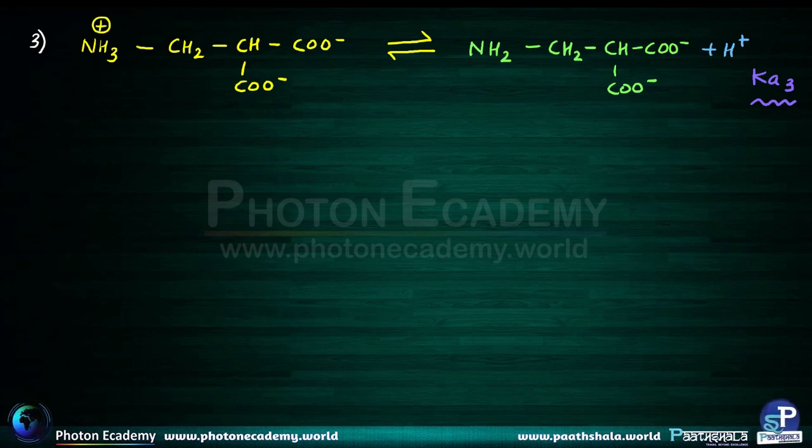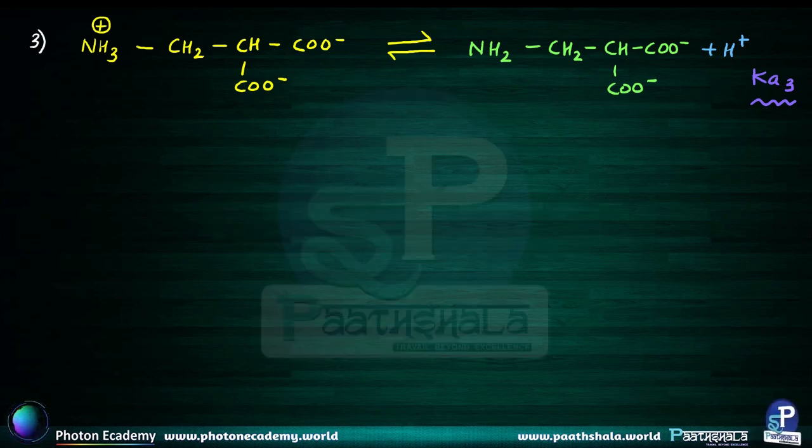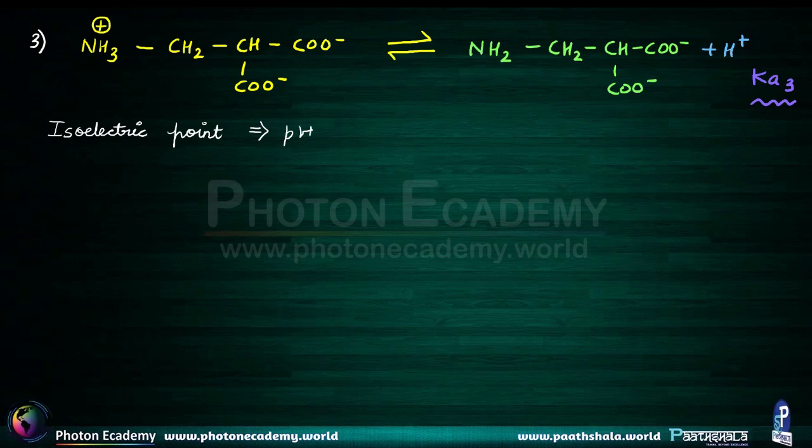So we had to find the isoelectric point. Now what was the isoelectric point? The isoelectric point is defined as the pH when the cation concentration becomes equal to the anion concentration.